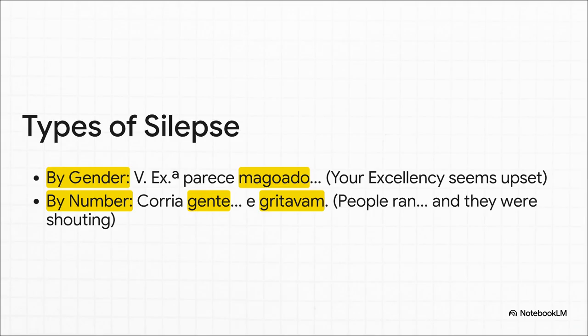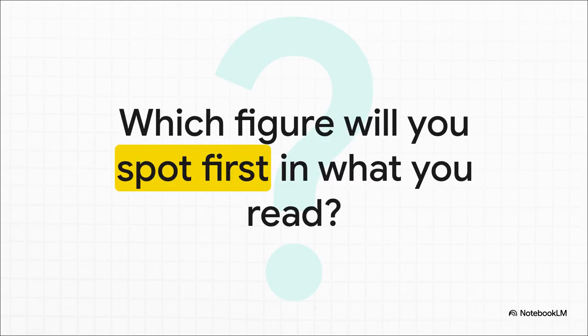Then there's agreement by number. The word for people, gente, is singular, but a writer might say, "The people, they were shouting," using a plural verb. Why? Because the idea of people is plural. In both cases, the writer is choosing real-world logic over strict grammar. Just brilliant.